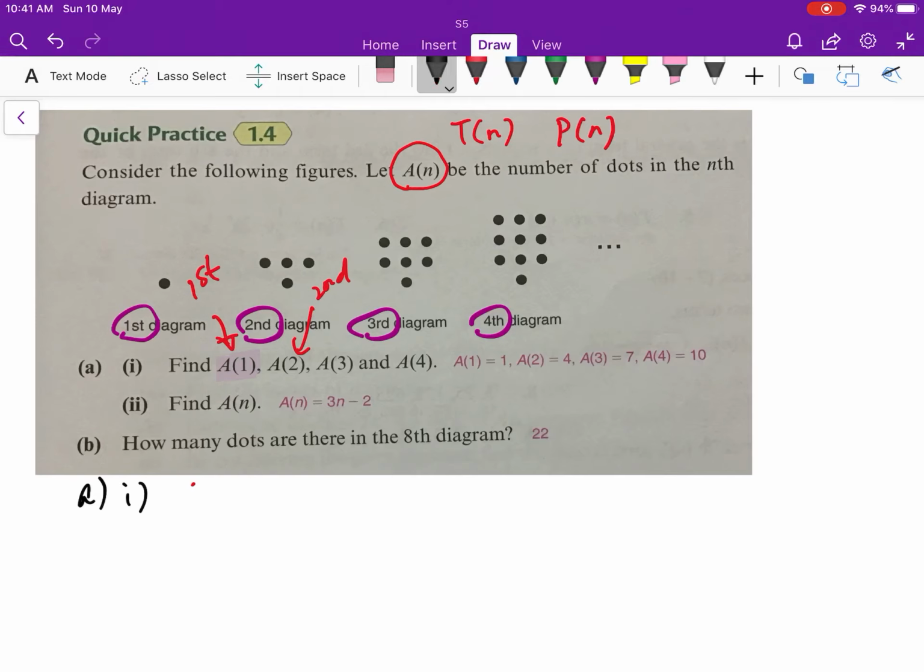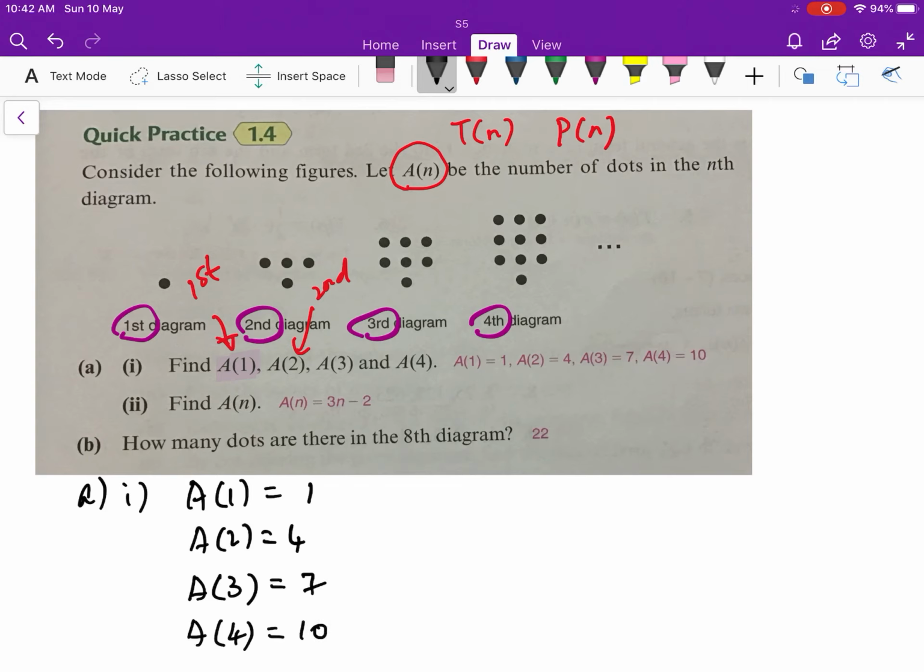Very easy, right? Counting the dots, we have A1 equal to 1, A2 equal to 4, A3 equal to 7, A4 equal to 10. That's it, only counting the dots. Now we go to part 2. I want to find An. An actually means Tn, the general term. I want to find the general term.